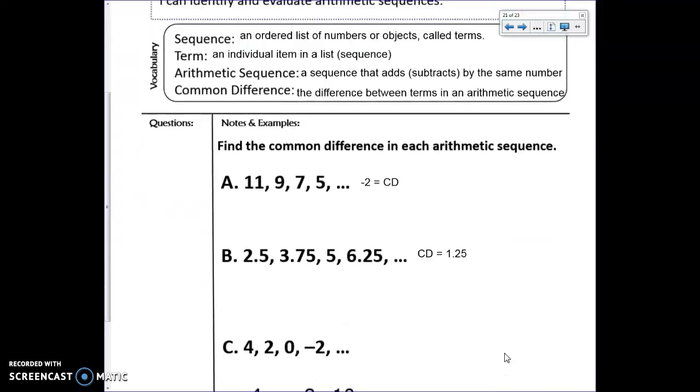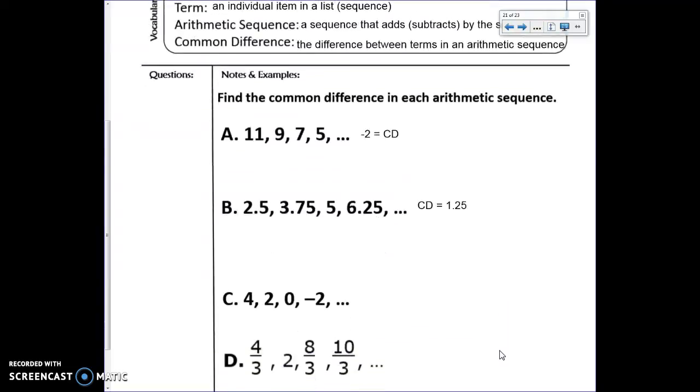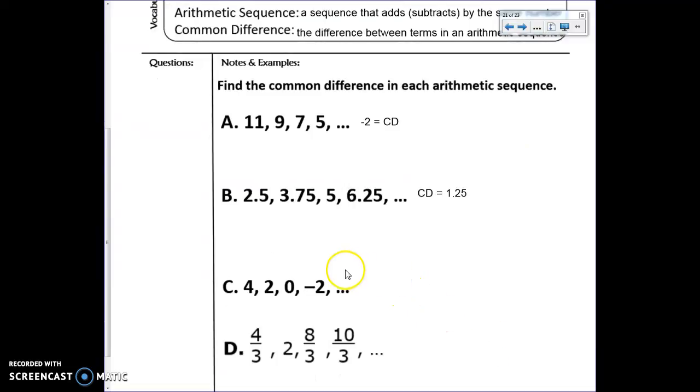Try C and see how you do. So we can hit pause. And now we are back. How'd you do for C? Hopefully you saw that this number was going down, so it's going to have a common difference of -2.